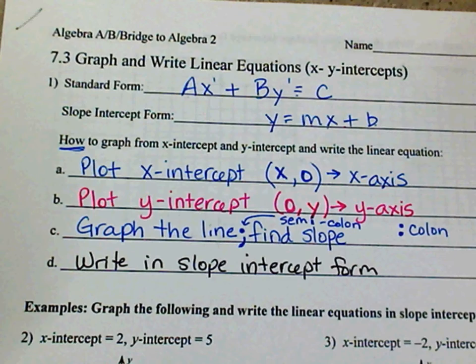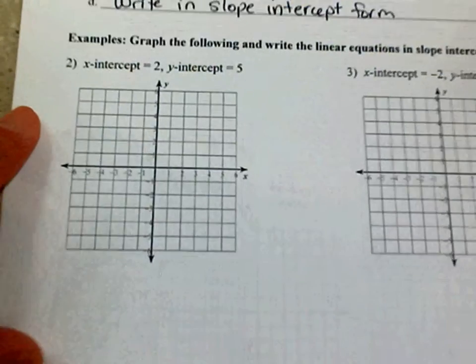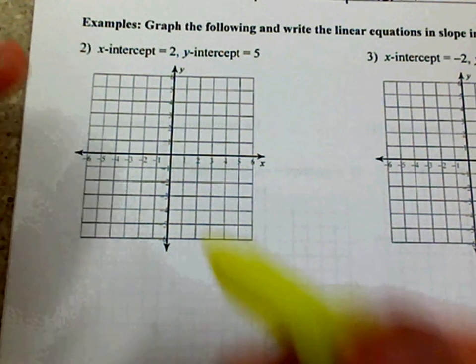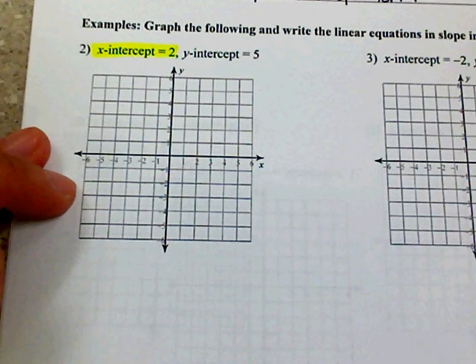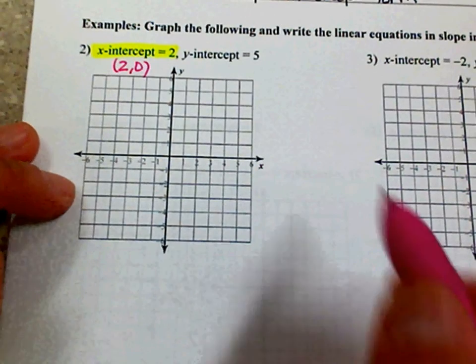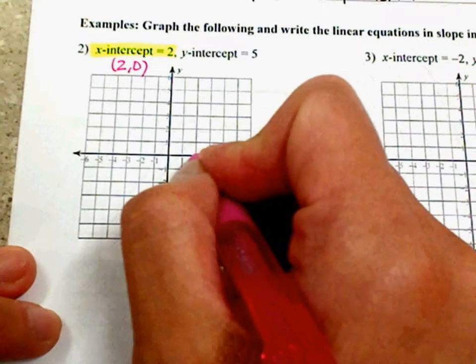All right, so let's go to number 2 and number 3. Here's an example. Here's number 2. Everyone ready? I'm going to do 2 different colors. You see how it says x-intercept? X-intercept is the same as this, (2, 0). Same thing. Which way does the x-axis go, left to right or up and down? Horizontal or vertical? Left to right. So (2, 0). There's my x-intercept right there.